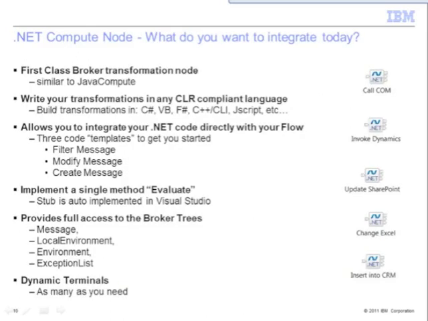So looking at the .NET Compute node, the first thing we see is that it's a first-class transformation node, very similar to a Java Compute node that is already there inside the message broker environment. And as I've said, it allows you to write your transformations in any of the CLR languages such as VB, C#, etc.